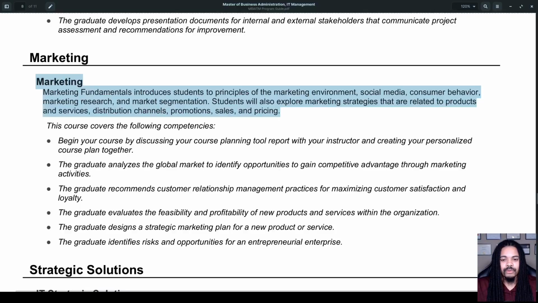From what it says, it introduces students to principles of marketing environment, social media, customer behavior, marketing research, and market segmentation. Again, I just think that this is somewhat common sense. This doesn't seem like it's going to require a lot of critical thinking, especially because I have this YouTube channel. I've also done things on Twitch and things like that for a different YouTube channel that I have. So I'm really not too worried about this. I just think whatever it is that they're going to ask me to do, it's probably going to be a lot. Not difficult, just a lot.